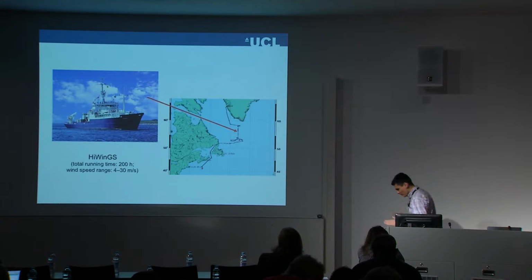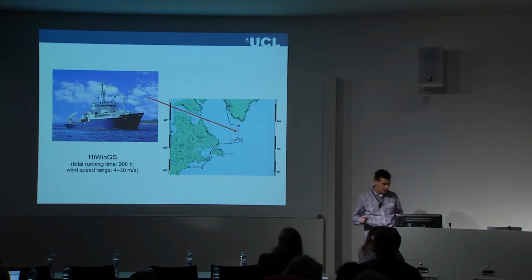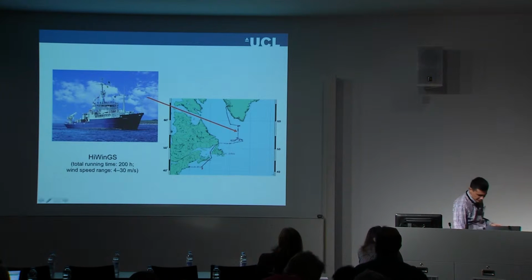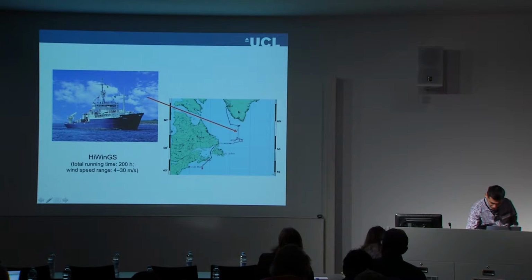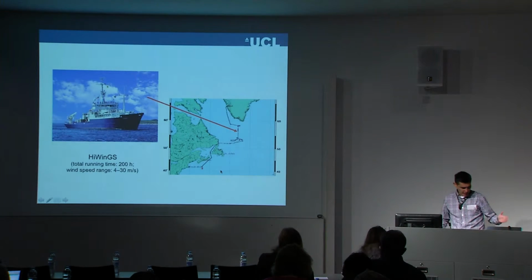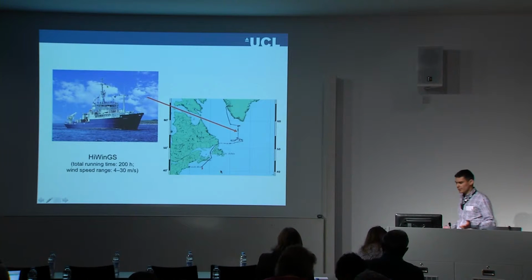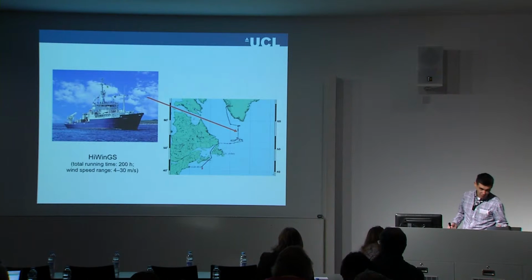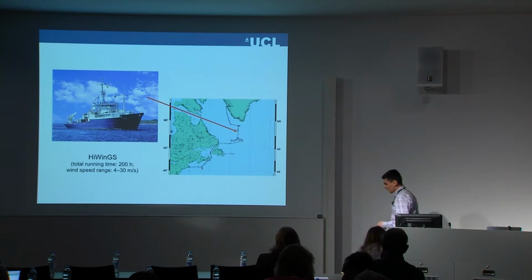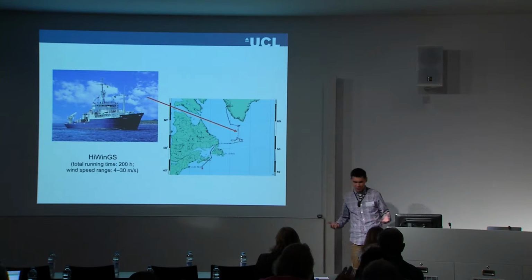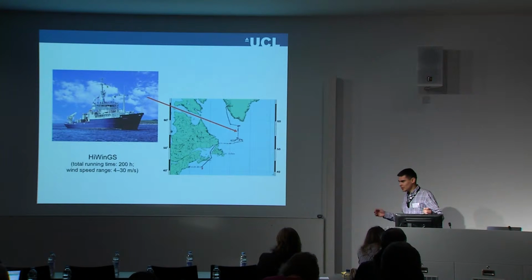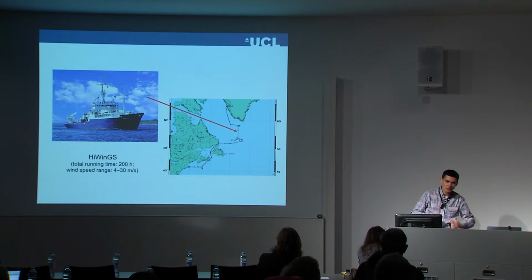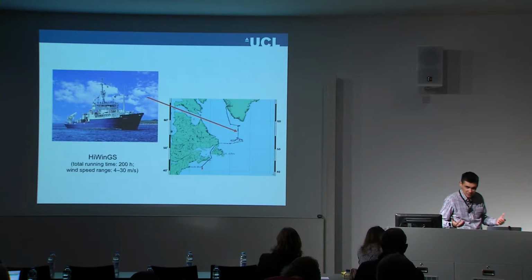So for our observation, we went at sea for 6 weeks on the Knorr research vessel here. It's an American vessel. In the North Atlantic here, you can see part of Greenland here and part of Canada here. We had a total running time of over 200 hours within a wind speed range between 4 and 30 meters per second. We measured many parameters with many instruments. So it's a challenge to incorporate all these measurements and to make physical sense of them.